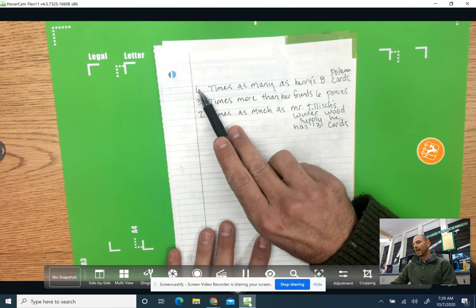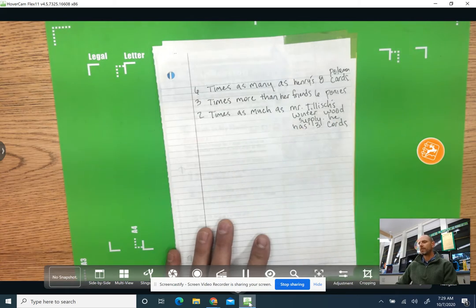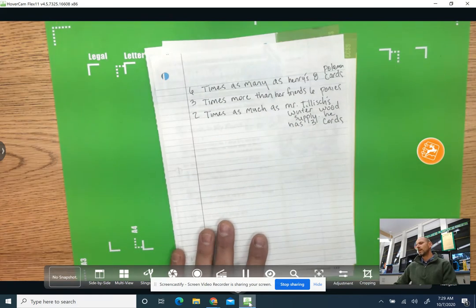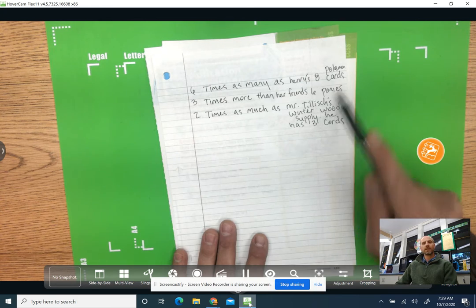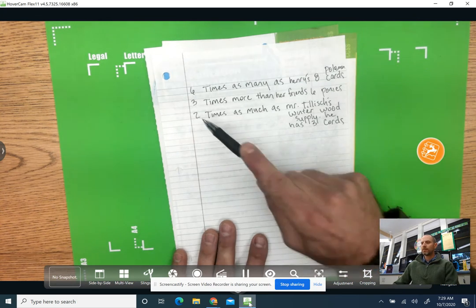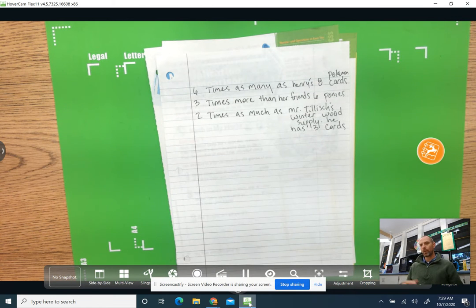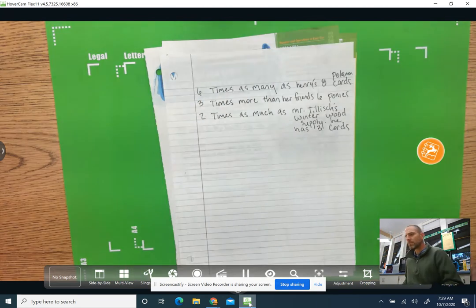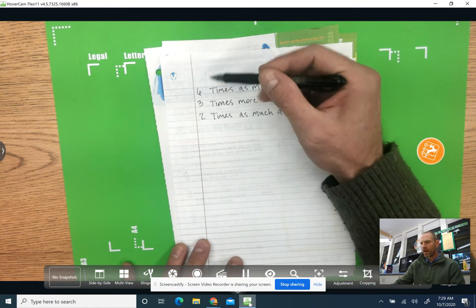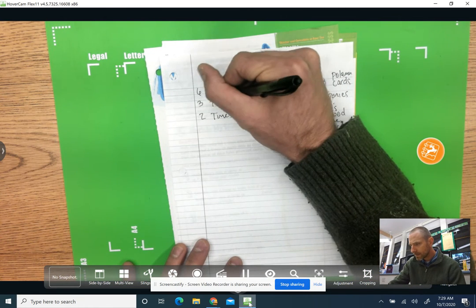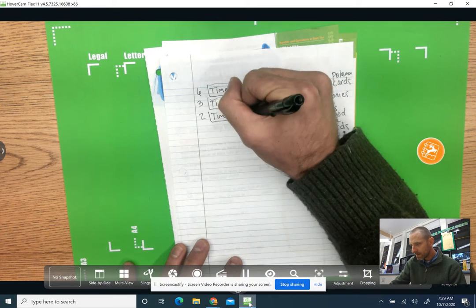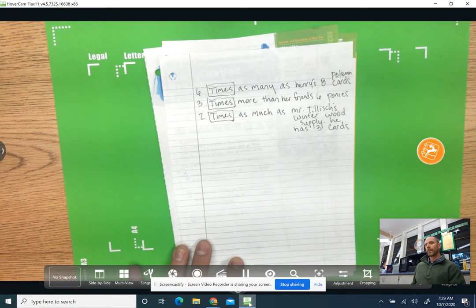I have 6 times as many as Henry's 8 Pokemon cards. I have 3 times more. June has 3 times more than her friend's 6 ponies. You have 2 times as much as Mr. Tillish's wood supply, and he's got 3 cords or 3 big stacks of wood. And with that information, we can make multiplication sentences. The common phrase in all of these is the word times. That's your multiplication symbol right there.